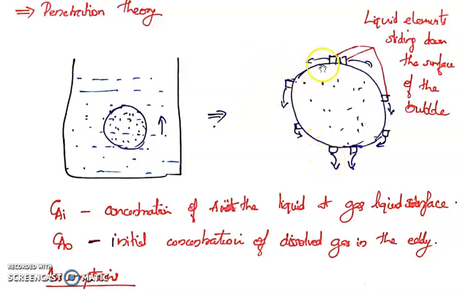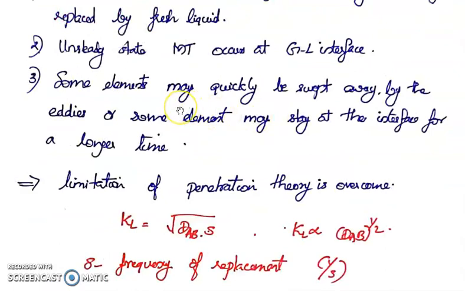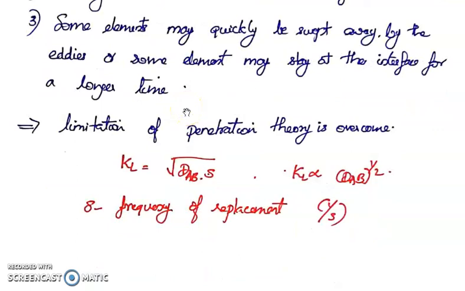Different volume elements that are getting attached can spend different time on the surface of the bubble based on the point at which they are detaching. If it is detaching at the bottom, they will spend more time on the surface of the bubble. If they are getting detached maybe at this location, it will spend less time. So here they have assumed that some elements will move quickly through the surface of the bubble, and some elements will spend more time on the surface. Thus, to a great extent, the limitations of penetration theory are overcome.